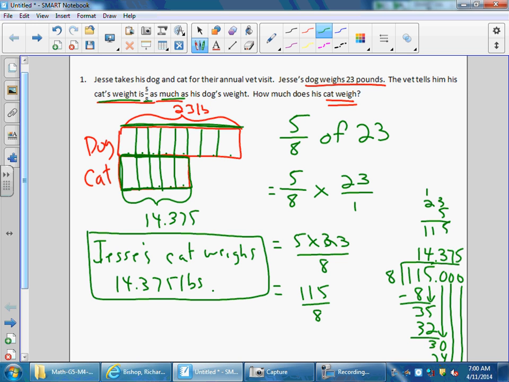And we could have also done it the other way, so this is not the only way to do it. The drawing could have helped us to fill in each equal part. Again, going back, I could have done 23 divided by 8, which is 2.875. That way would have been a little bit more difficult. Done that times 5, that would have also given me 14.375 pounds.